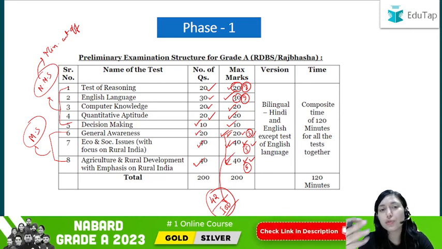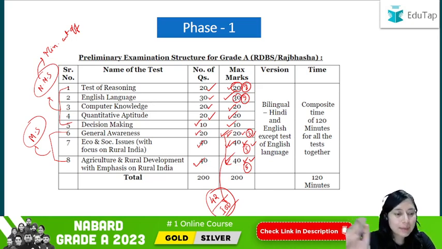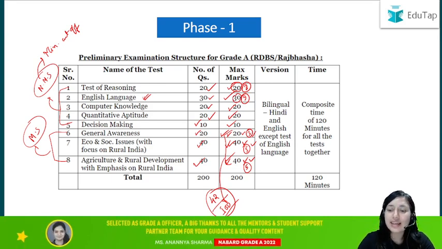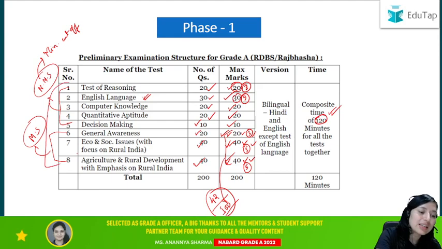If we talk about the version of examination, you can give this examination both in Hindi as well as English. Except the test of your English language, the rest of the subjects you can give in Hindi as well as English. That depends on you, it's your personal choice, right? Then if we talk about the total time duration allotted to you, that is 120 minutes. So you will be given 120 minutes to solve all these 8 subjects.